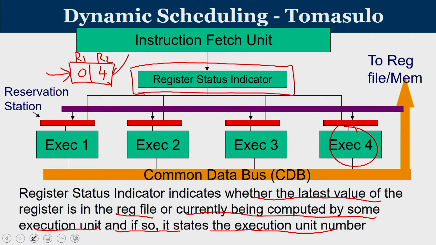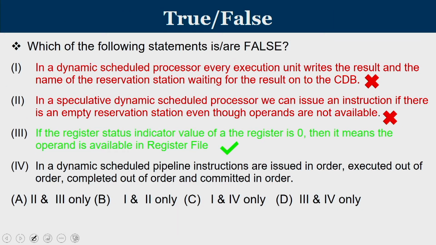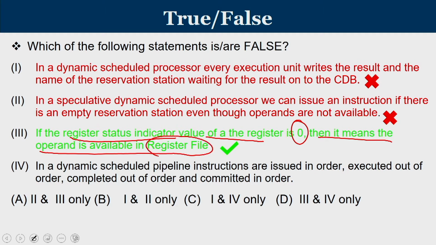It is the execution unit number that is being written. Whenever the value is 0, the latest value is available in the register file. So, the statement that if the register status indicator value of a register is 0, then the operand is available in the register file, is correct. If it is non-zero, then it is not available in the register file; it will be produced by some execution unit. So, statement number 3 is true.